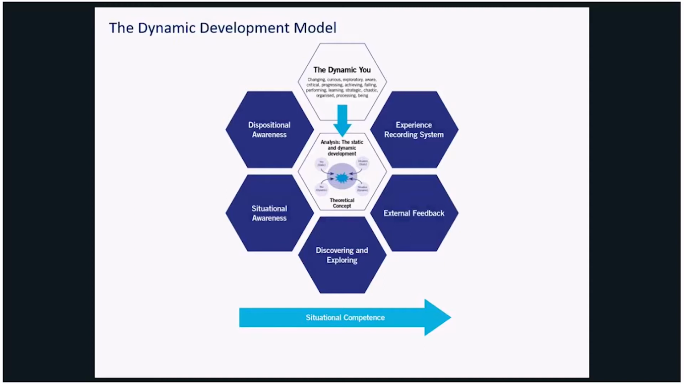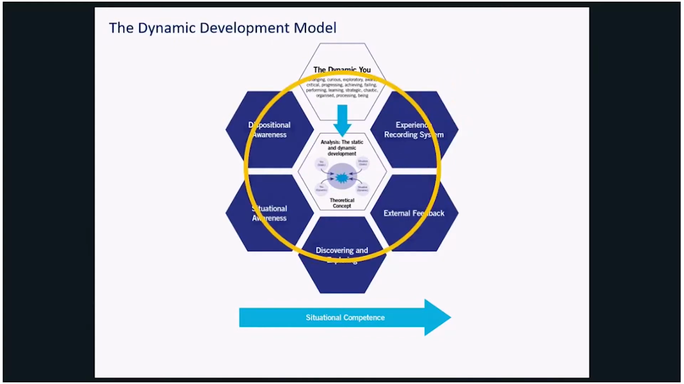Firstly, the central hexagon represents a new concept replacing the one-dimensional thinking of skills. This new static and dynamic development concept is key to the dynamic development model as a whole, and I'll explain it in detail in the 3rd video in this series.